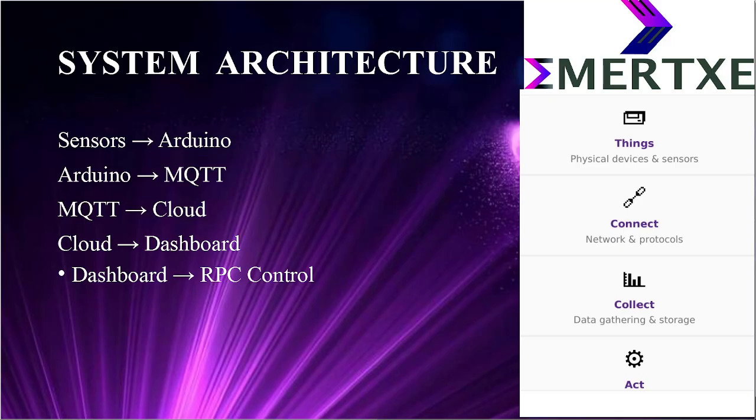Looking at this, we can say that the system follows a simple data flow. The sensors collect data and send it to the Arduino. Then from the Arduino, it connects to MQTT and publishes using MQTT. The cloud platform then receives it and displays it on the dashboard. The control commands are then sent back using RPC.